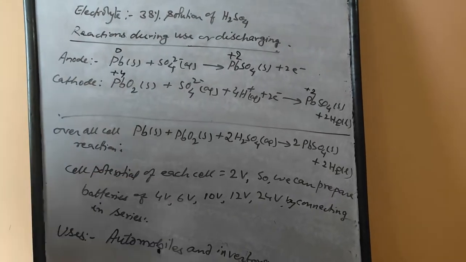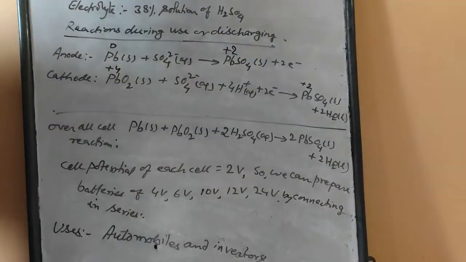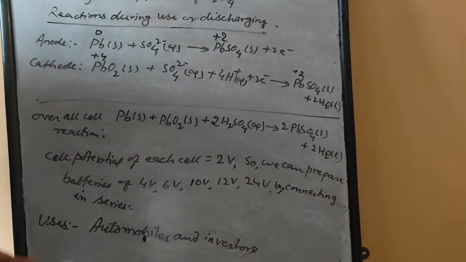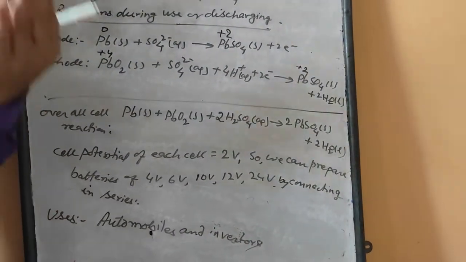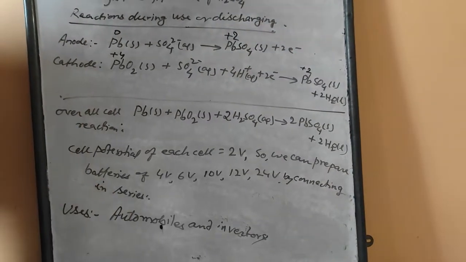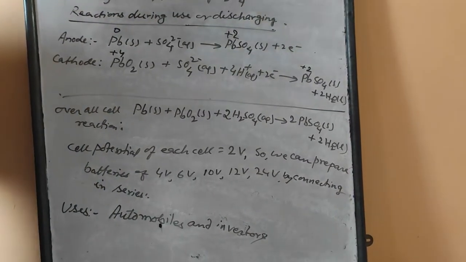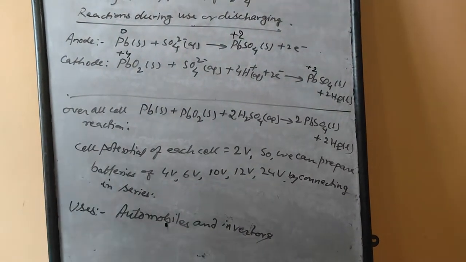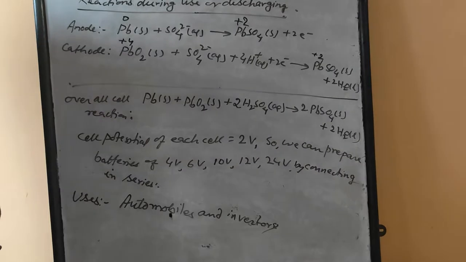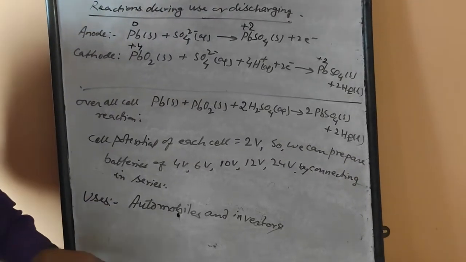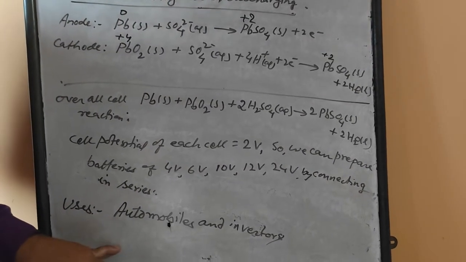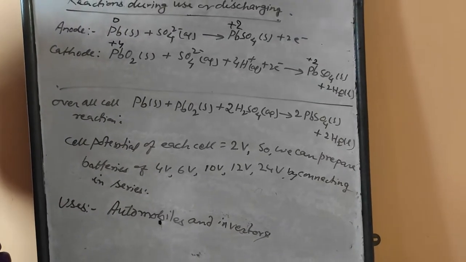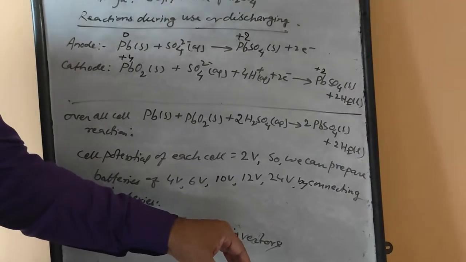Now the cell potential of each cell, I have already told you, is 2 volt. So we can prepare a battery of 4 volt, 6 volt, 10 volt, 12 volt, 24 volt, whatever is our requirement, by connecting them in series. Now the usage of this battery: automobile and inverter. Again I am focusing on use because 3 years back there was a CBSE board question: explain the construction and function of a battery which is used in an inverter.